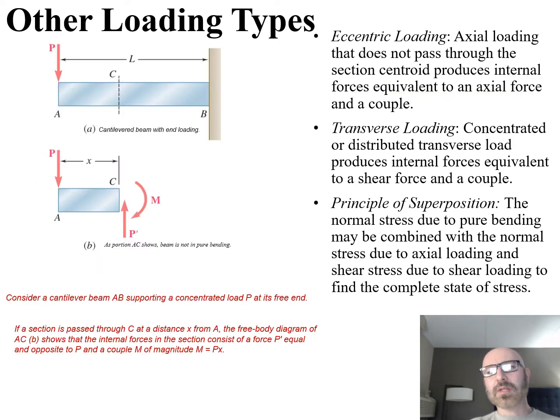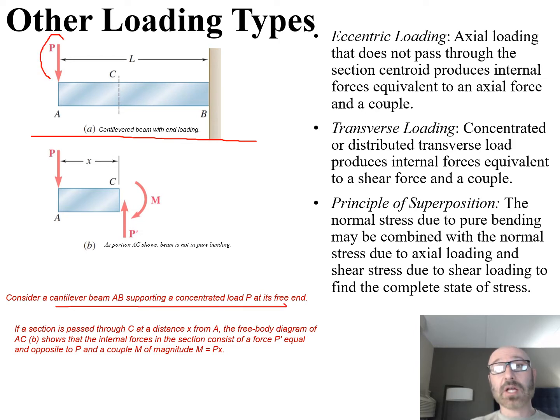So now we'll take a look at this diagram here. We can take a look up here at part A. We have a cantilever beam with end loading, so we're going to consider this cantilever beam supporting a concentrated load P at its free end. There's our concentrated load P. We can see that's a distance L from our fixed support over here at point B.